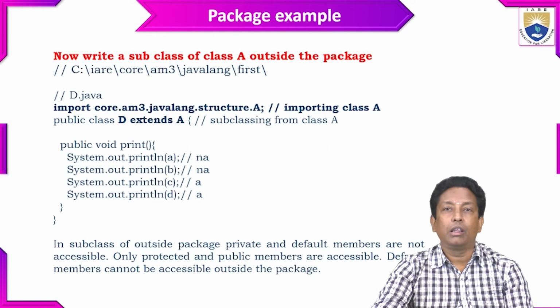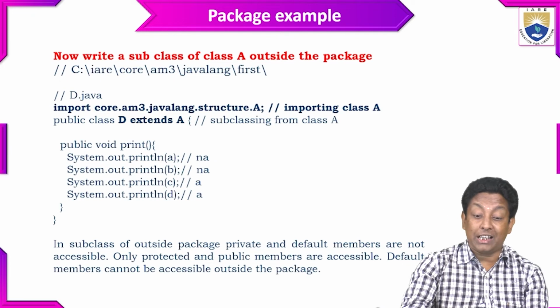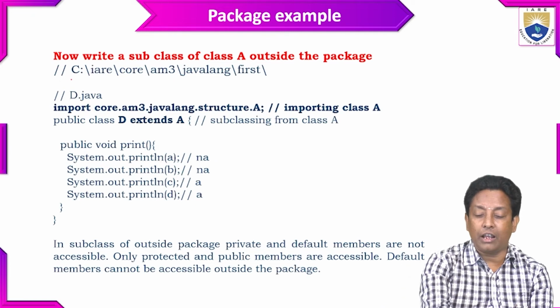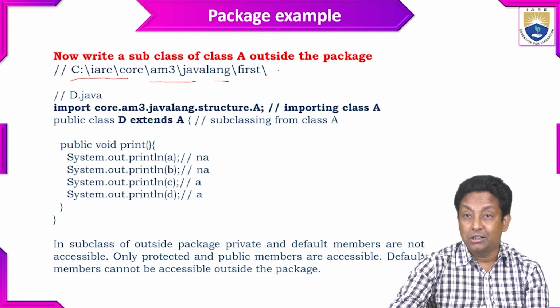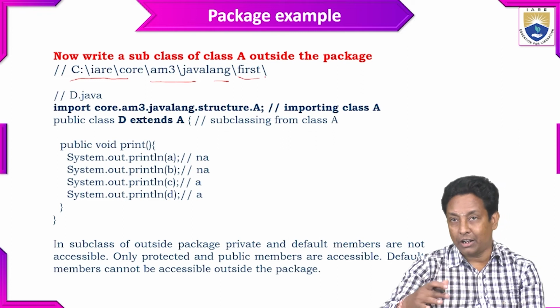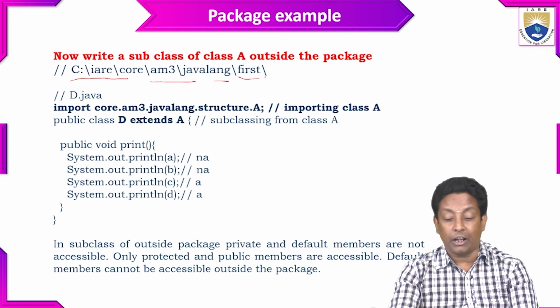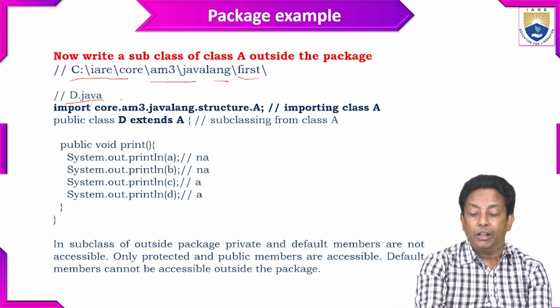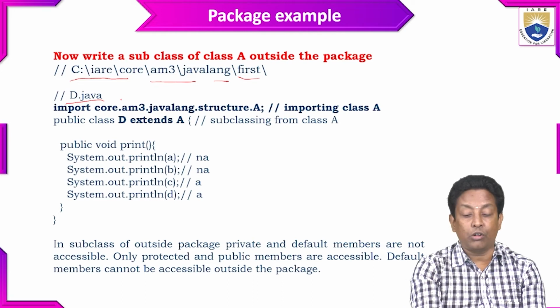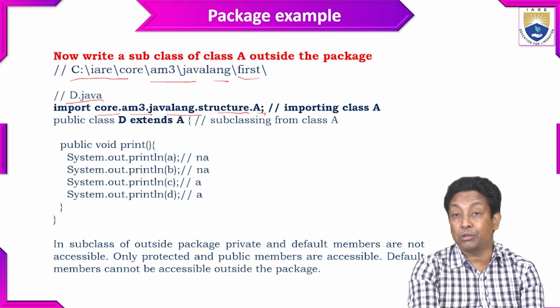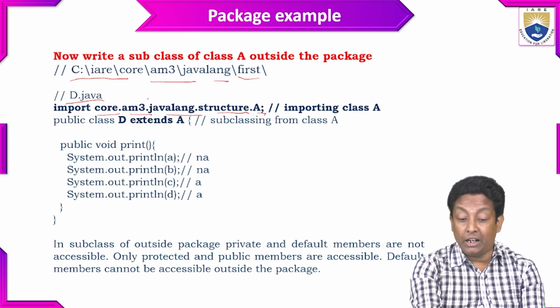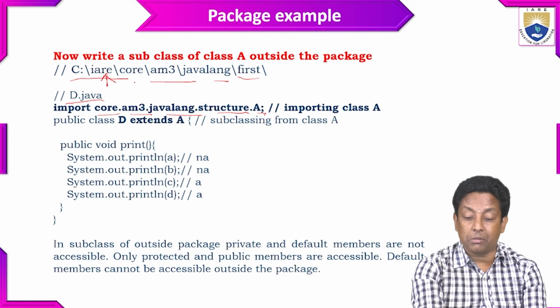So coming to D. We change the directory to C colon IARE core AM3 Java Lang. Previously that was structure. We went to some other directory, D.java. There we want to import class A. How to import? Import core.am3.javalang.structure.A. Class A is imported because its parent directory is already updated in the classpath, remember.